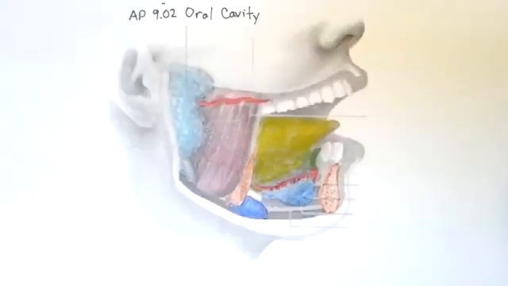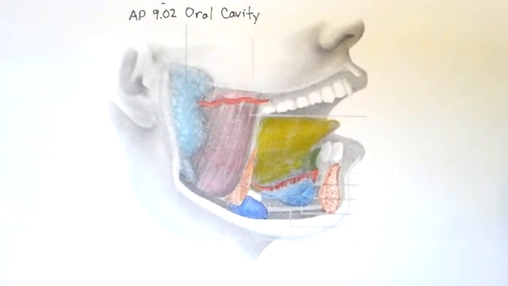Guys, this is Anatomy Physiology lesson 9.02 on the oral cavity. So when we start talking about the alimentary canal, the beginning of the alimentary canal is in the oral cavity. Now there's a lot of anatomy here that we've already gone over. So let's go over what's review.